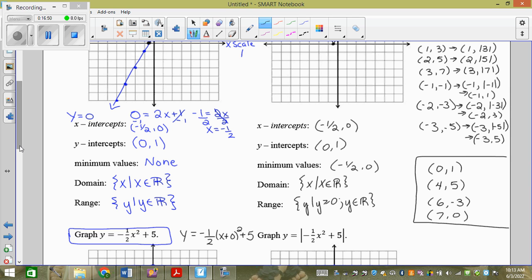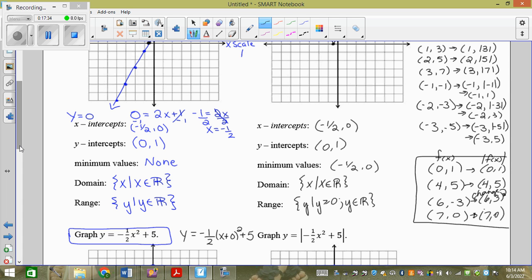If these are on the graph of f of x, and then I take the absolute value of f of x, what will happen to this coordinate? It will stay the same. What will happen to this coordinate? Stay the same. The absolute value of 5 is 5. What about this one? 6 and 3. This one will change, right? What about this one? Same, because the absolute value of 0 is 0. So the only ones that change are when your y's are negative.